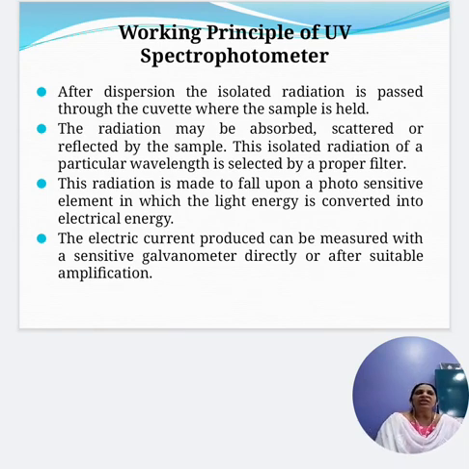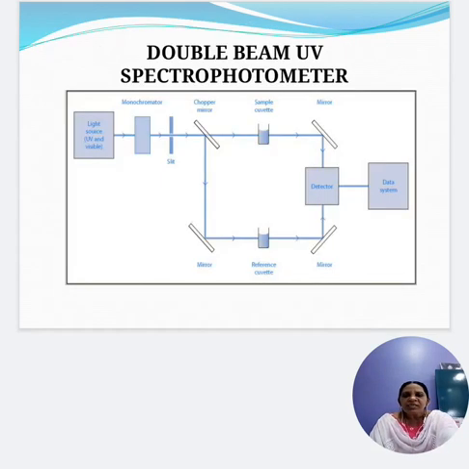So this is the working principle of your spectrophotometer. In this work, I would like to repeat once again the working principle. What is the working principle? The ultraviolet spectrophotometer consists of, see here in the figure, when we see the figure we can understand it better. We have a light source.